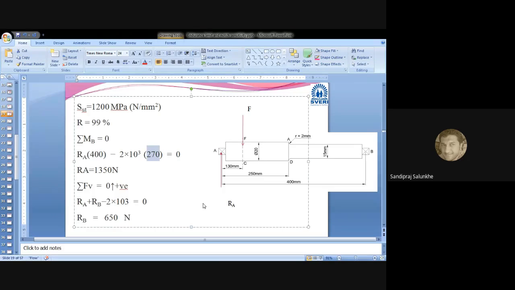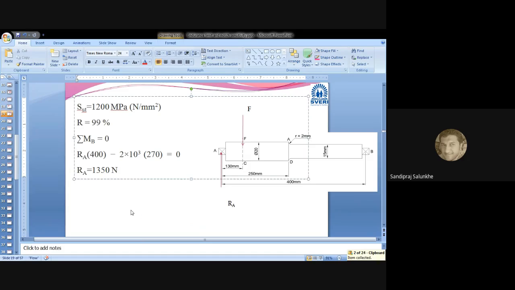Can you do the calculation? Students should do it. Correct? 270. Okay, 270. So what is the RA you are going to get? 1350 Newton. Okay. Likewise, you have to calculate RB with this same diagram. Do your calculation and give me the answer. Do it fast.